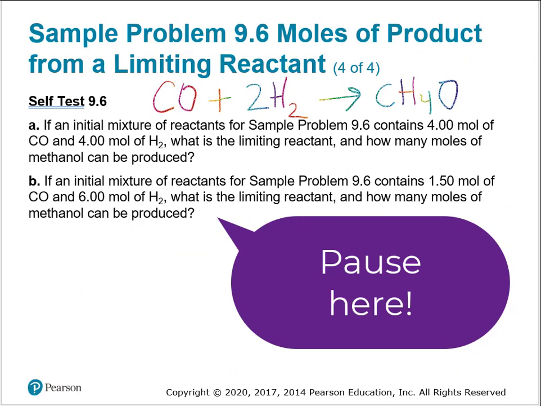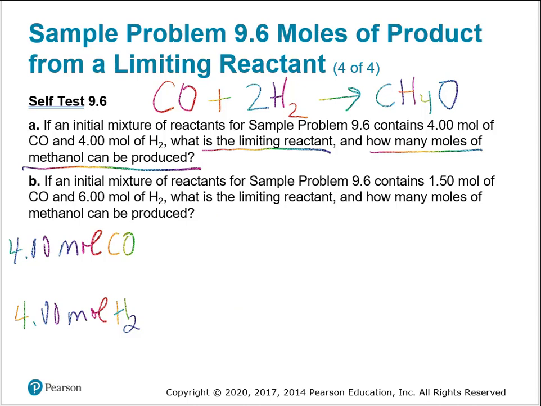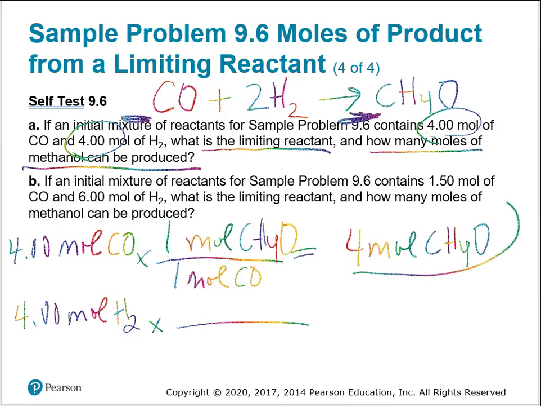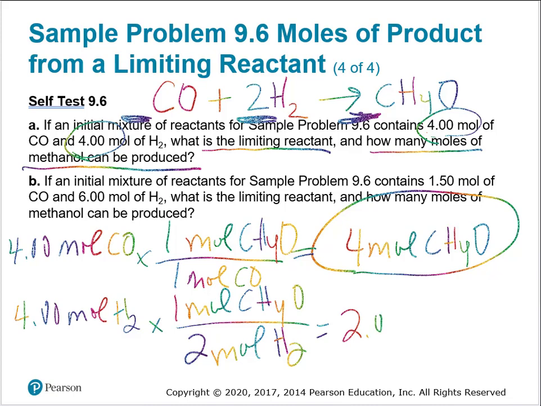Pause here to try these limiting reactant problems. It wants to know if I'm starting with 4 moles of CO and 4 moles of H2, so those are both of my starting points down here. What's the limiting reactant? How many moles of methanol can be produced? Well, let's figure out how many moles of methanol can be produced from both of these. Let's go from CO to CH4O. It's a 1-to-1 ratio. Therefore, we can make 4 moles of CH4O. Let's look at H2. There's 2 moles of H2 for every 1 mole of methanol. So that means 4 times 1 divided by 2 would give me 2 moles of CH4O.